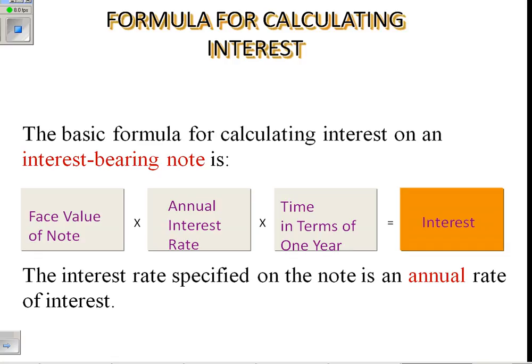The basic formula for calculating interest on an interest-bearing note is the face value of the note times the annual interest rate, times the time in terms of 1 year, and that gives you the interest on that note. And that is an annual rate of interest. So if you were calculating just for 1 month, you would have to divide that annual rate by 12.